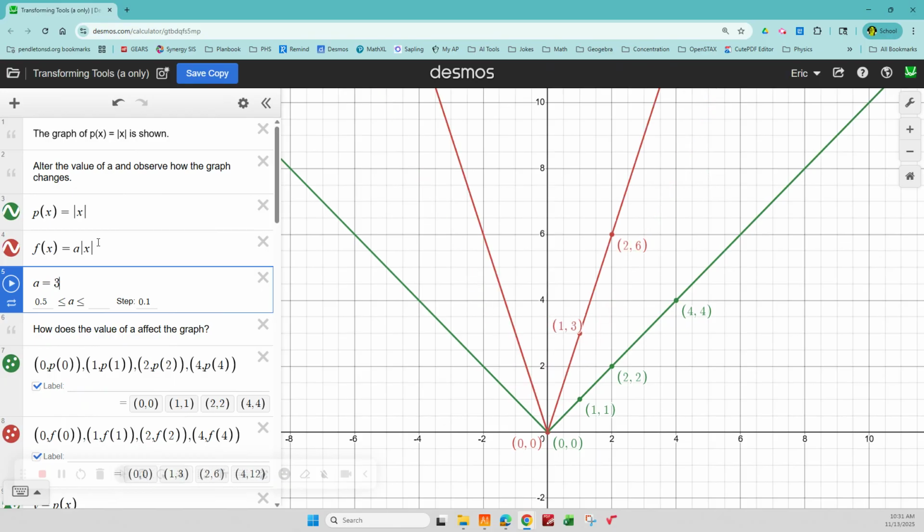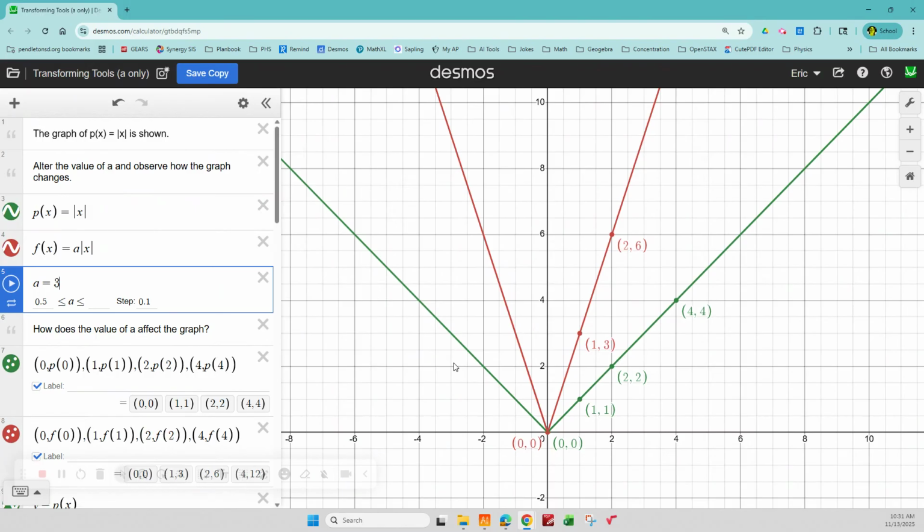Stretch it even more. Yeah, I'm stretching it now by a factor of 3. And look what that does. Instead of going over 2 and up 2, I go over 2 and up 2 times 3. I go up 6. Okay, give me thumbs on that. Does that make sense?